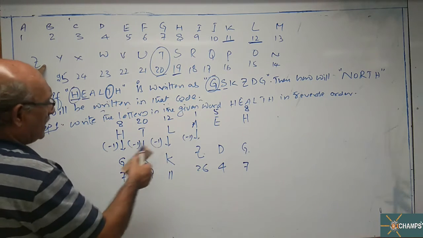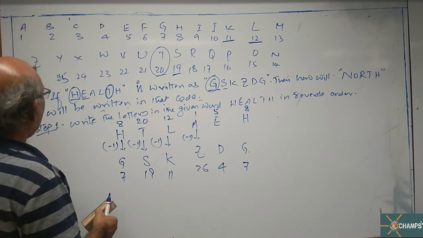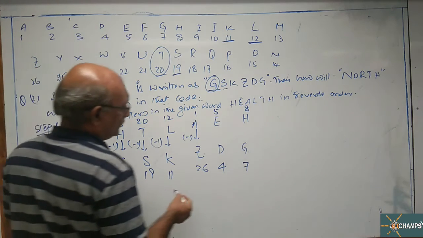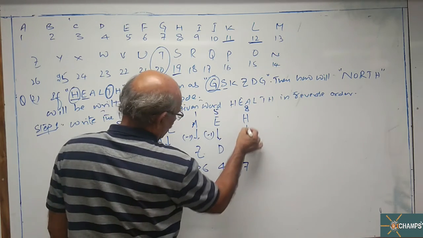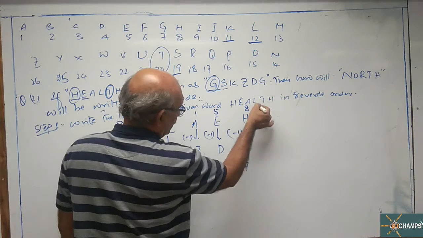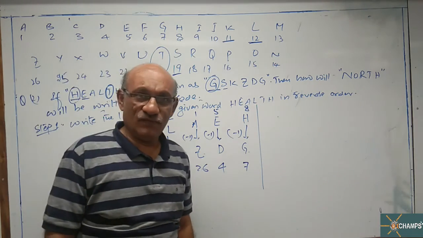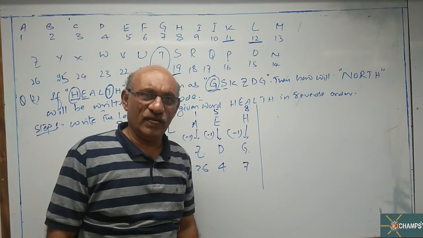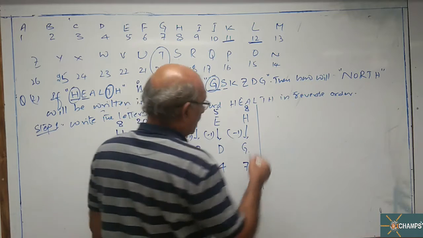So moving -1 means how many places you have to move to the left or right. So this is Z, 26. This is minus 1 and this is minus 1. This way, sir, the given word is decoded. Now write the word north.